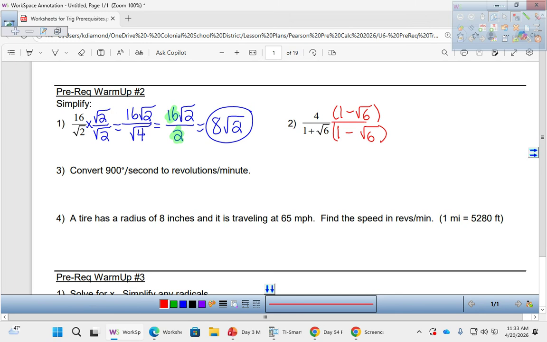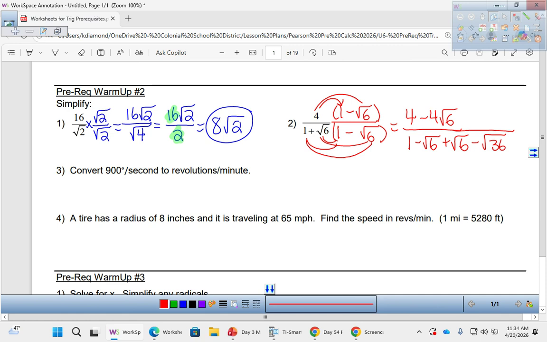So in the top, I'm going to distribute the 4. So I'll do 4 times 1. And 4 times root 6 is just 4 root 6. I can't combine them because they're not like terms. They're not in the same format. In the bottom, I'll do 1 times 1. 1 times minus root 6 is minus root 6. Root 6 times 1. And root 6 times minus root 6 would be a minus root 36.